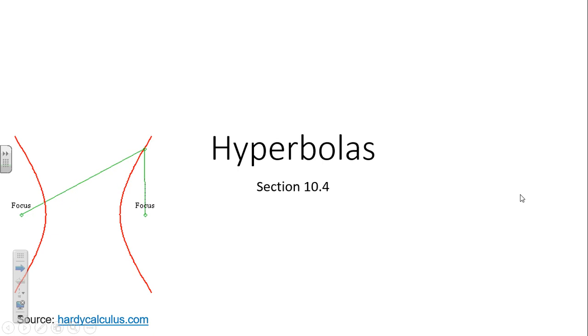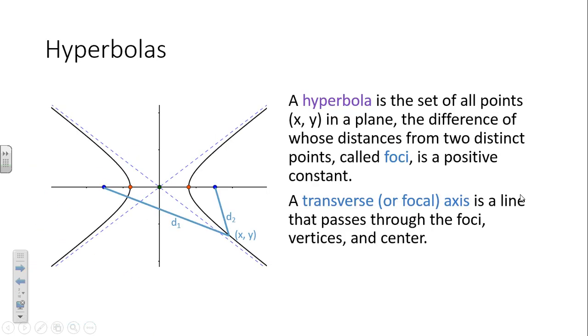Okay, so we're going to talk about hyperbolas today, and a hyperbola is defined as the set of all points x, y in a plane, the difference of whose distances from the two distinct points called foci is a positive constant. So when we talked about ellipses 2 days ago and yesterday, we didn't look at the difference between those two foci. We looked at the sum of the lengths of the two foci.